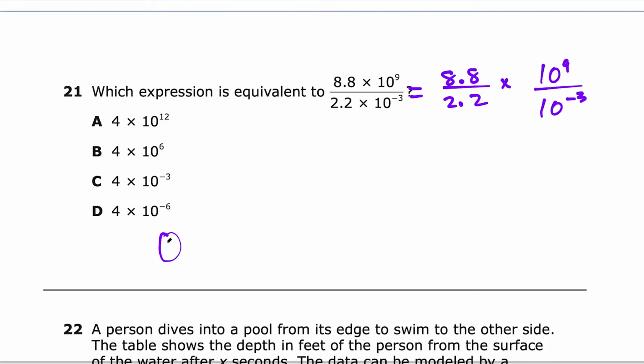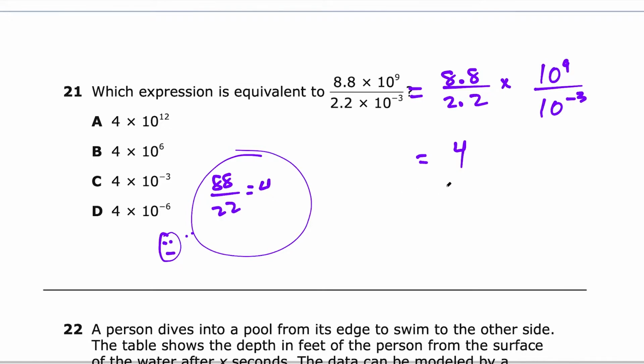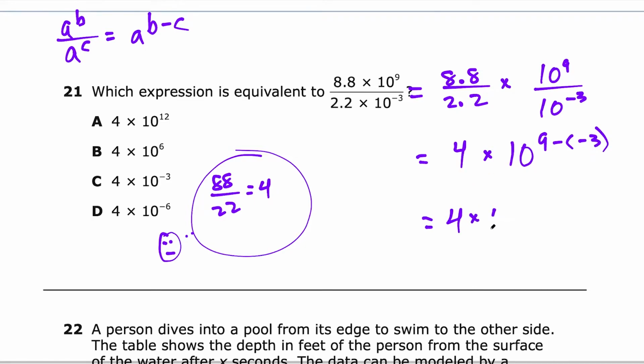So now when I do 8.8 divided by 2.2, I know that's going to be equal to 4 because every answer choice has a 4 in it. But what I'm thinking of is if I move the decimal place 1 to the right for each of those, that's like doing 88 divided by 22, which I know is equal to 4. So this starts off as 4 times, and then I'm using this law of exponents: a to the b divided by a to the c is a to the b minus c. So I'm going to have 10 to the 9 minus negative 3, which is 10 to the 12. So I have 4 times 10 to the 12th power, and that's going to match up with choice A.